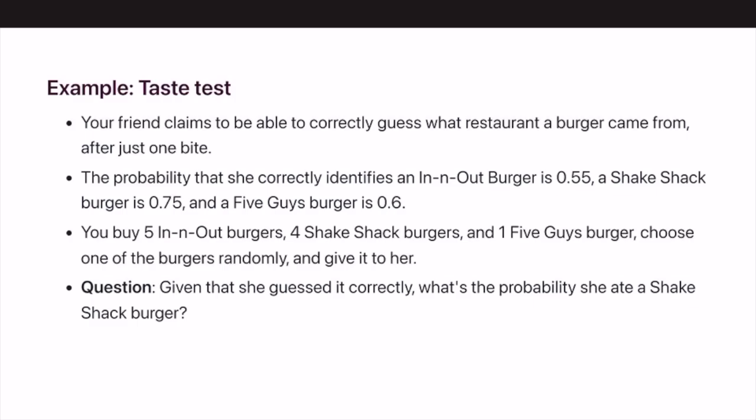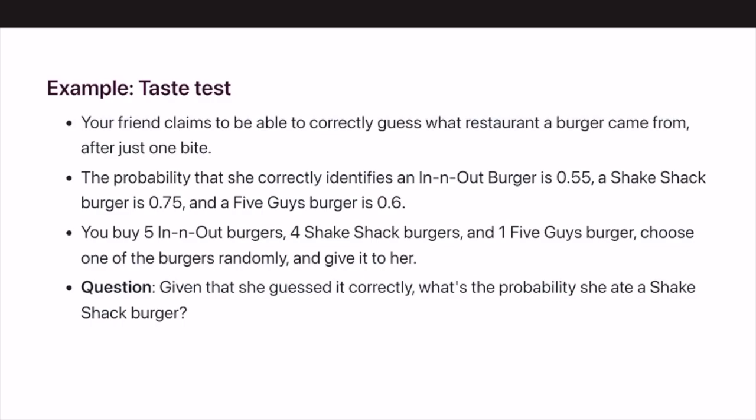So this one's all about taste testing burgers. Your friend claims to be able to correctly guess what restaurant a burger came from after just one bite. Quite the claim. The probability that she correctly identifies an In-N-Out burger is 0.55. And we'll just start going ahead and highlighting important things.